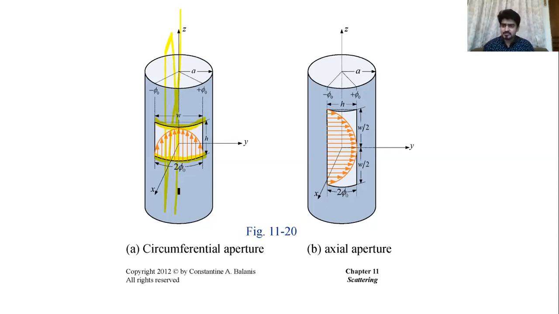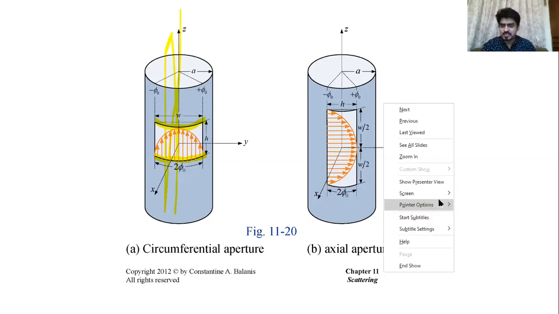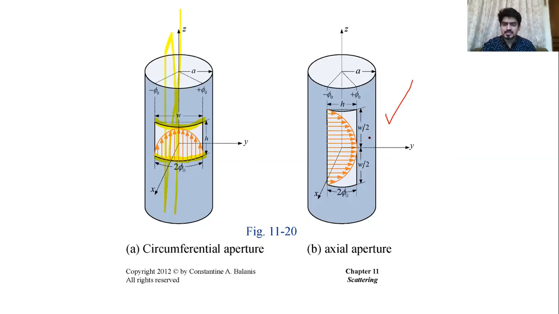On the other hand, if you look at this geometry of the axial aperture, in this case your E field is parallel to the same aperture's edge. So in the vertical plane, your E field is parallel to these edges. As a result of that, you will not have that much diffraction in the vertical plane. So in the vertical plane, for the axial aperture, it will have a narrow beam width, narrow radiation pattern.